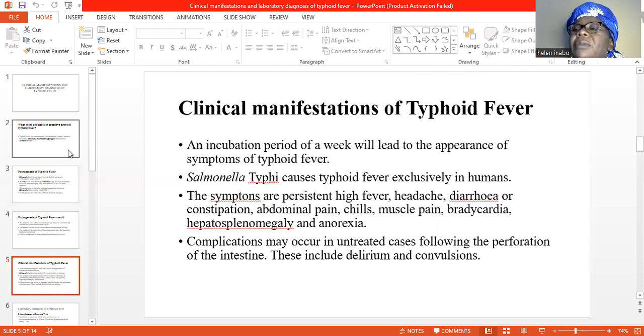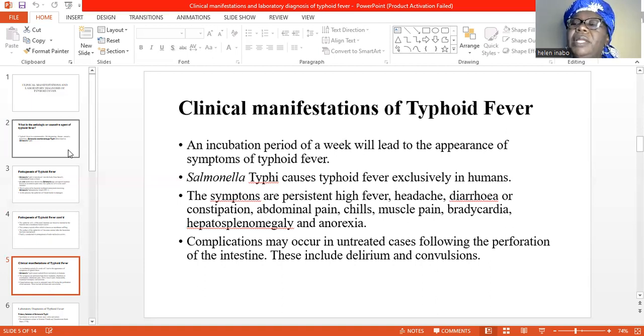Let's quickly look at the clinical manifestations of typhoid fever. Usually, an incubation period of a week is required before the appearance of the symptoms of typhoid fever. Typhoid fever can also have an incubation period between 10 to 14 days. Salmonella typhi causes typhoid fever exclusively in humans, and the symptoms are persistent high fever, headache, diarrhea, muscle pain, chills, abdominal pains, constipation, anorexia, and hepatosplenomegaly. What is hepatosplenomegaly? That is enlargement of the liver and the spleen.